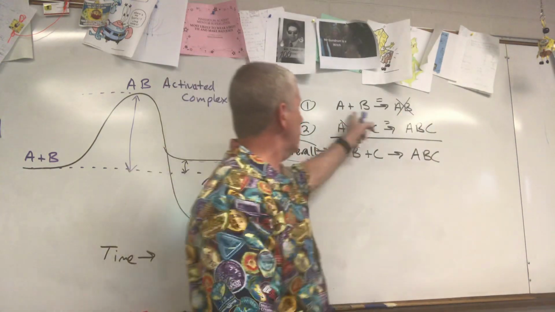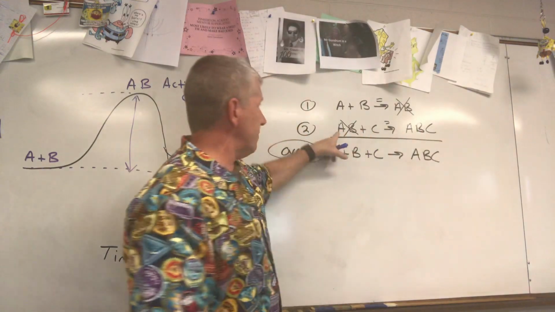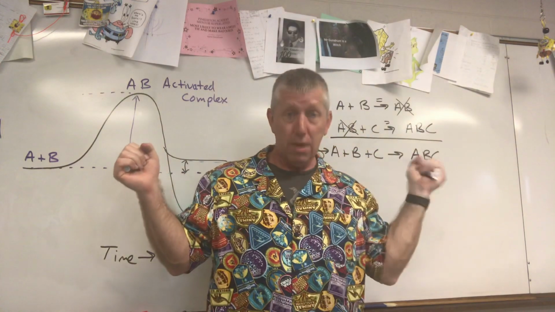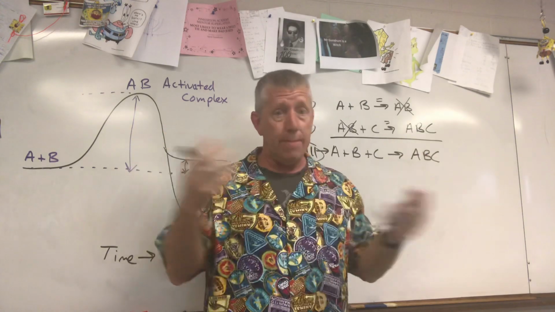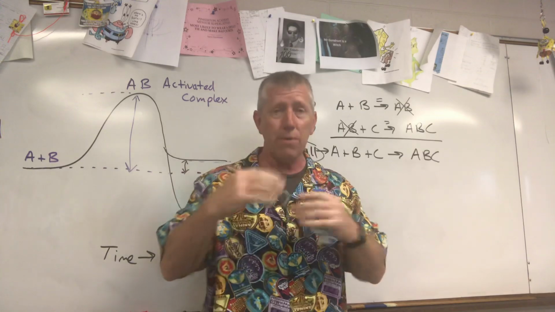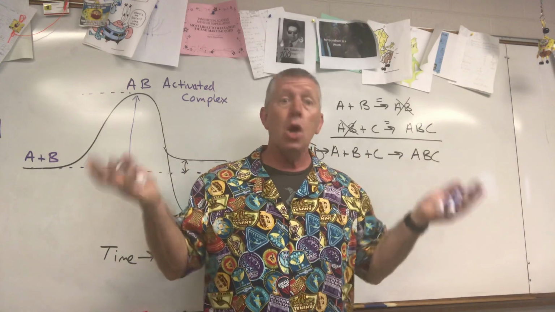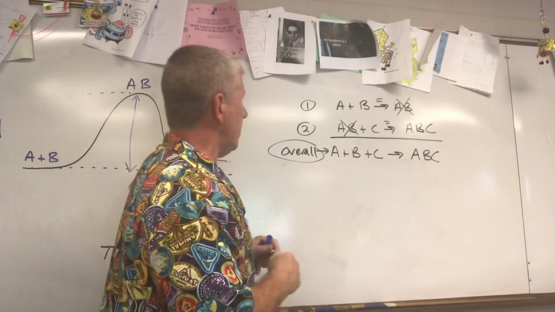The AB appeared as step 1, the AB appeared in step 2. Those are on opposite sides of the equations. They will cancel each other out. Because remember, this stuff is all happening at the same time. We just separated them out for organizational purposes. They cancel. What are you left with?